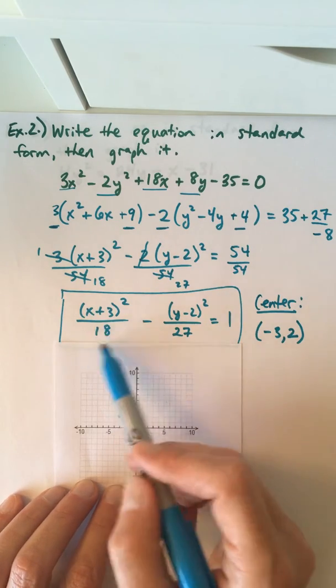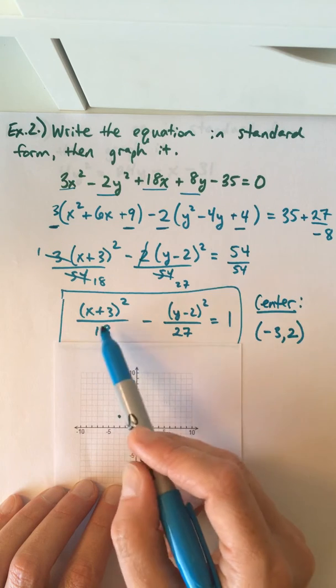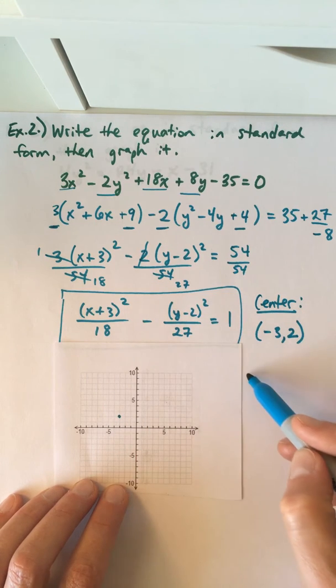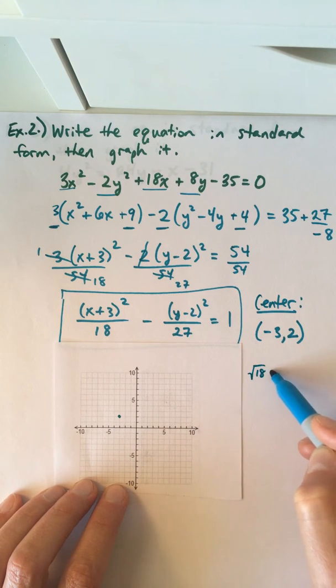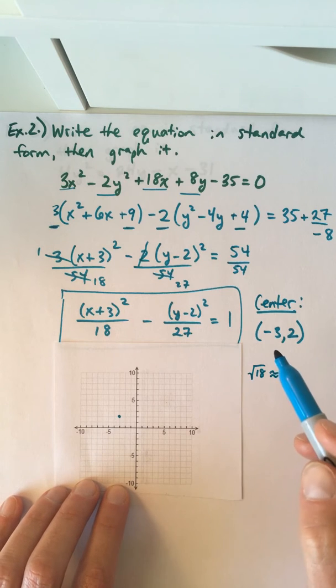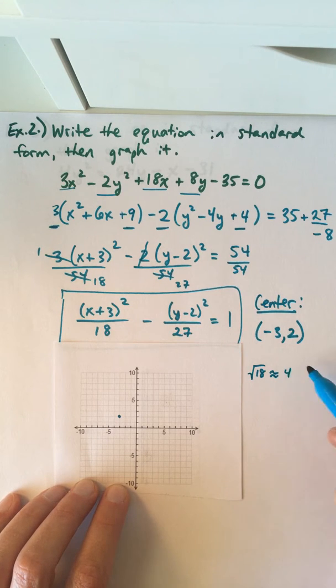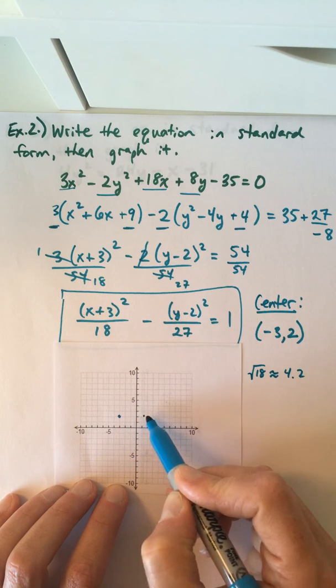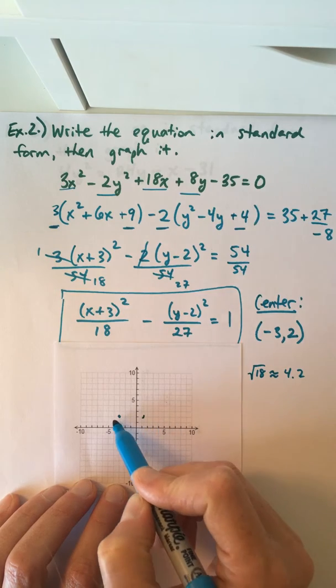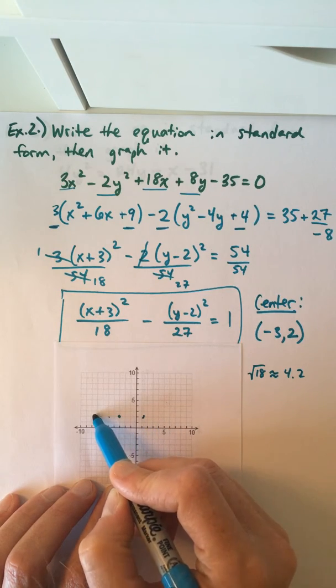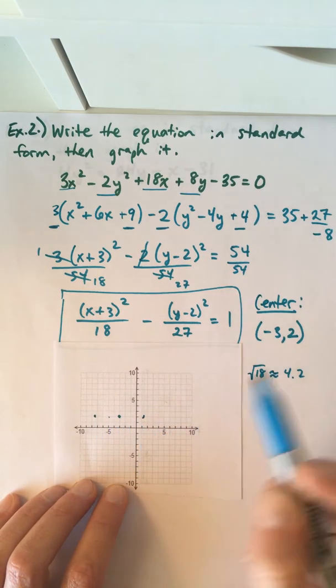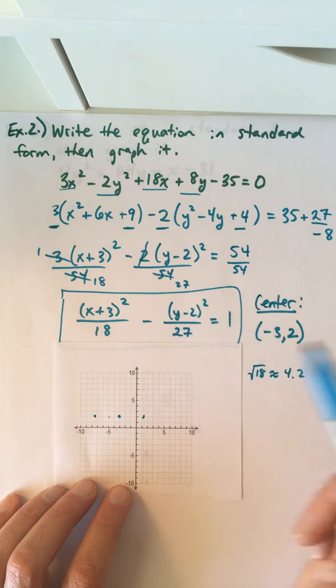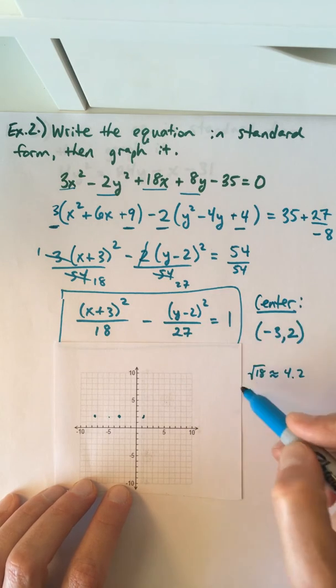I know in the x direction, I have to travel whatever the square root of 18 is. Well, the square root of 18 is approximately 4.2. So in the x direction, I'm going to go 1, 2, 3, 4, and a little bit more. And the same thing in the other direction, 1, 2, 3, 4, and a little more. In the y direction, so this was my a.